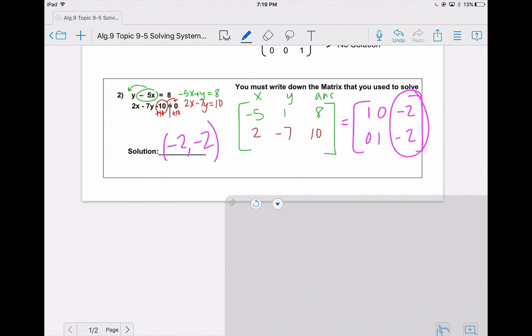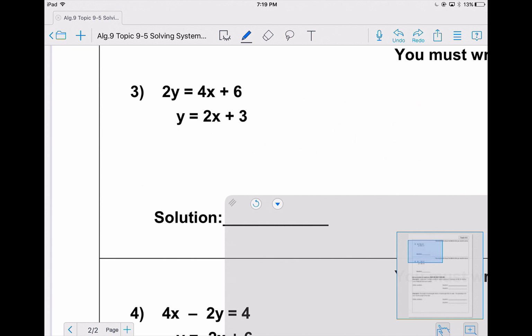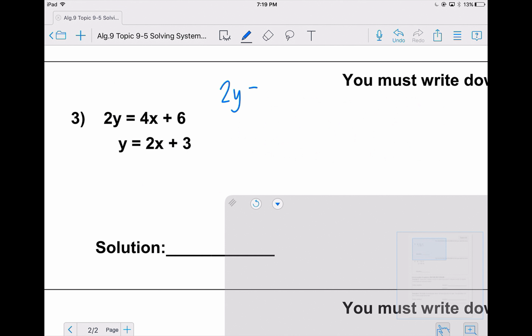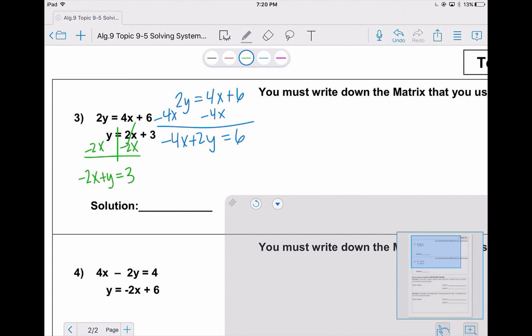So again, the idea today is that before you can plug into the matrix, you have to put x's and y's together in a line. For problem 3, I'm going to move the 4x to the other side, and remember I want my x in front. So -4x plus 2 equals 6. Bottom equation, similar thing, I need to move the 2x to the other side, so -2x plus y equals 3.